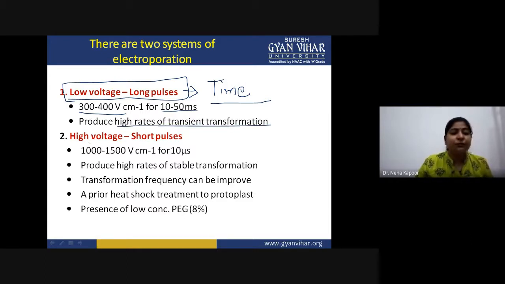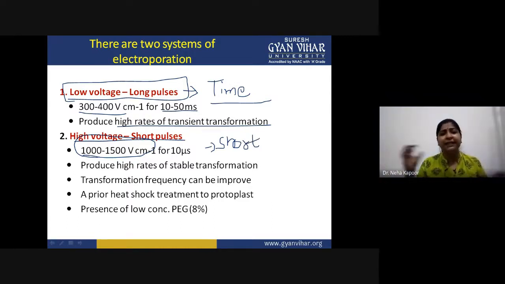But if you are using high voltage short pulses, that means the voltage would be increased. Here you can see 1000 to 1500 volt per centimeter for 10 microseconds. In that case, the time span would be short because we have applied high electric voltage. Immediately, pores would be created and the DNA will be taken up. That means high rates of stable transformation can happen.